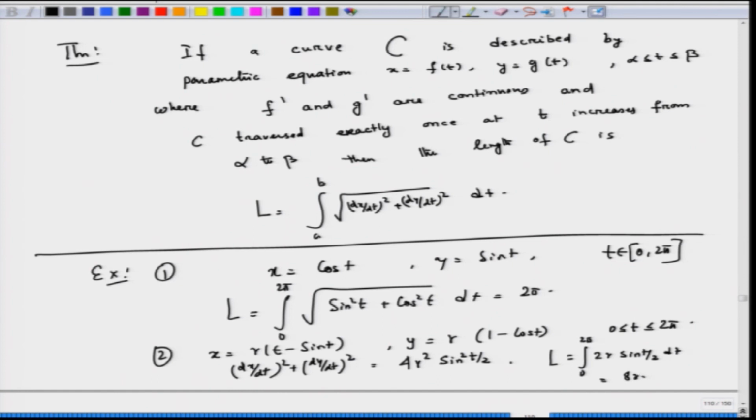So, even if we do not have y equal to f of x as the graph of a function, any curve which is given by the parametric representation, that means x equal to f of t, y equal to g of t, the arc length is the integral from a to b of square root of f prime t square plus g prime t square dt. That is going to be the arc length of the parametric curve.